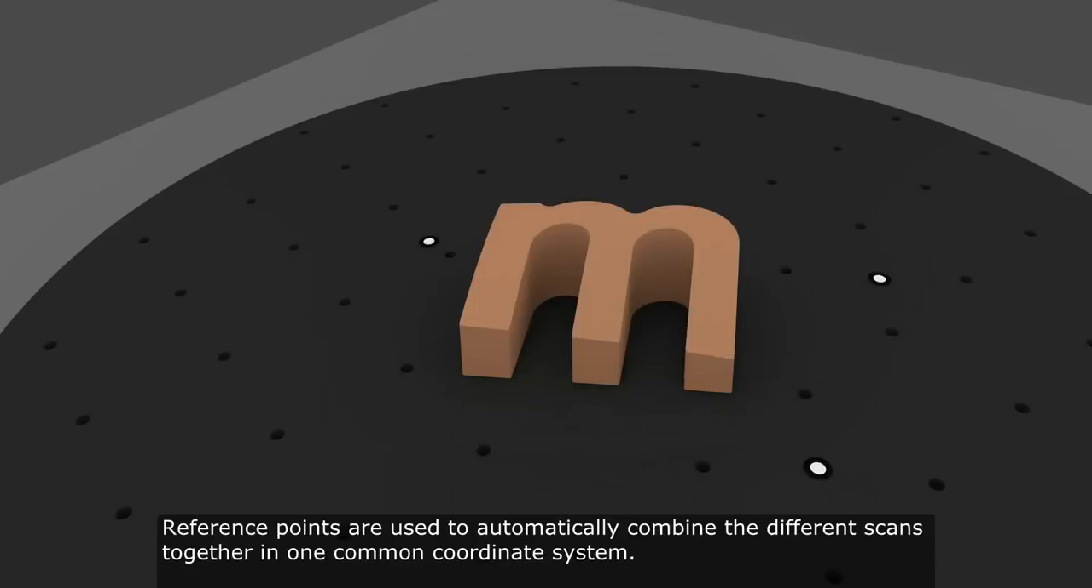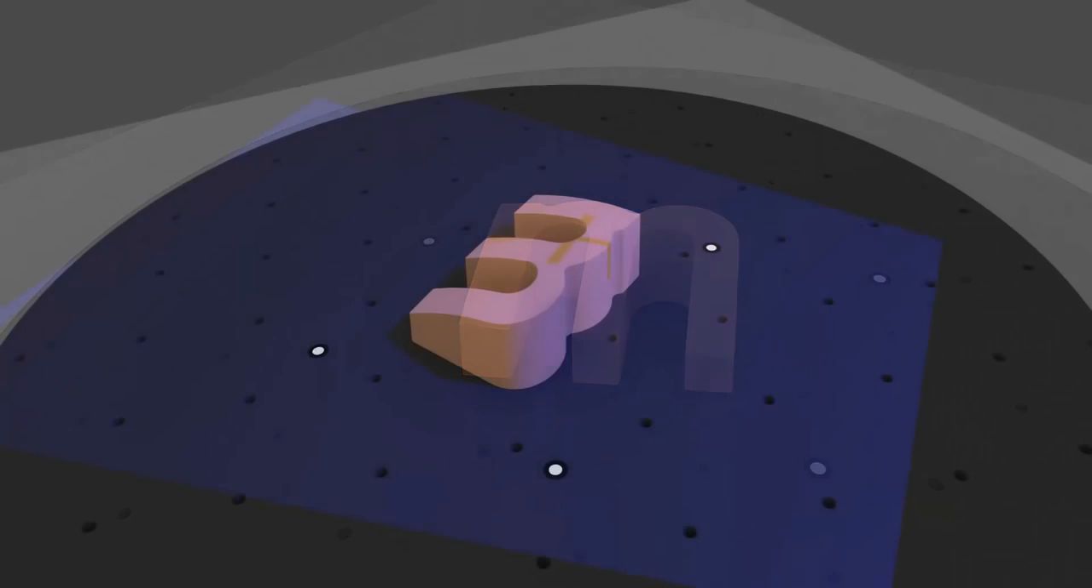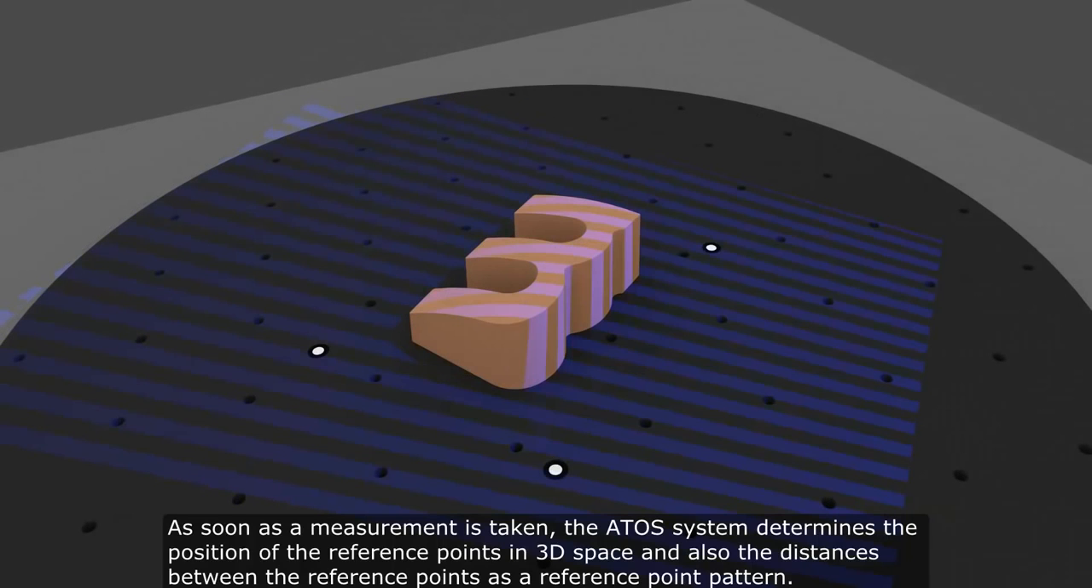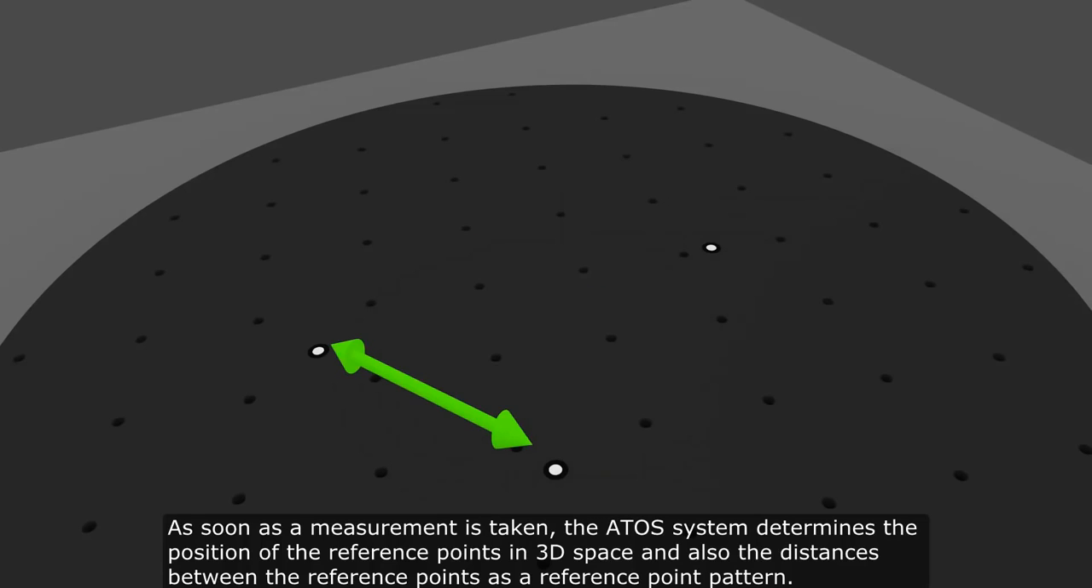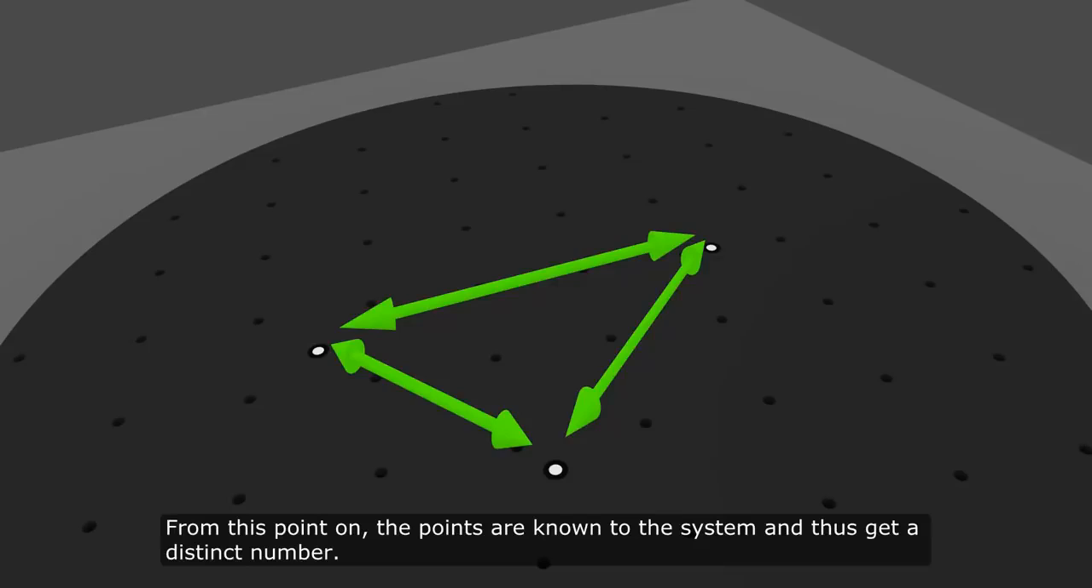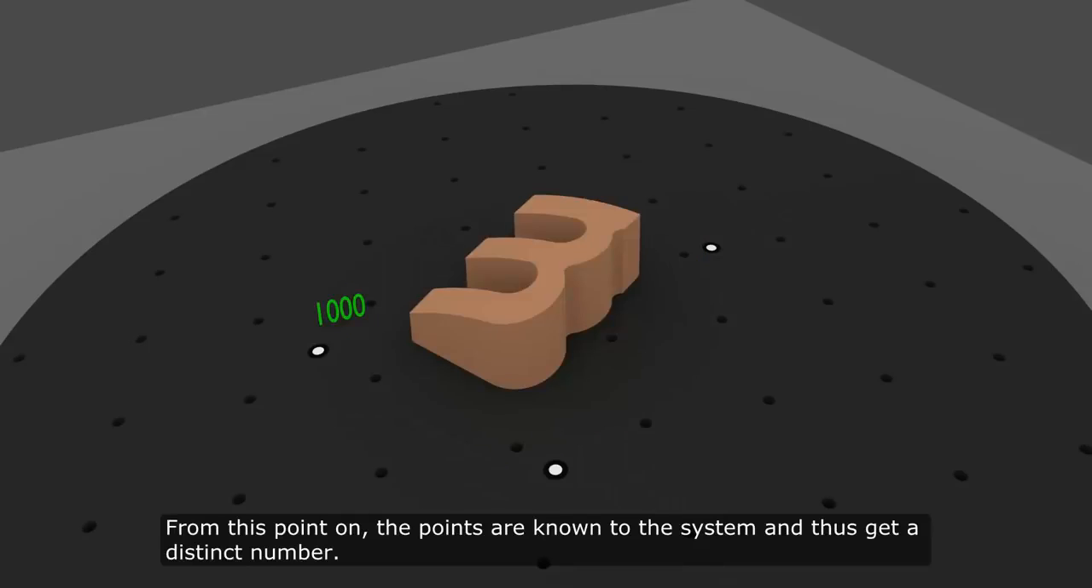Reference points are used to automatically combine the different scans together in one common coordinate system. As soon as a measurement is taken, the ATOS system determines the position of the reference points in 3D space and also the distances between the reference points as a reference point pattern. From this point on, the points are known to the system and thus get a distinct number.